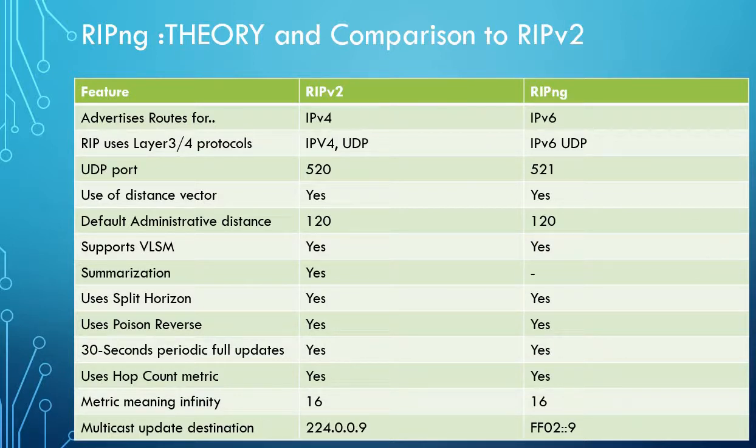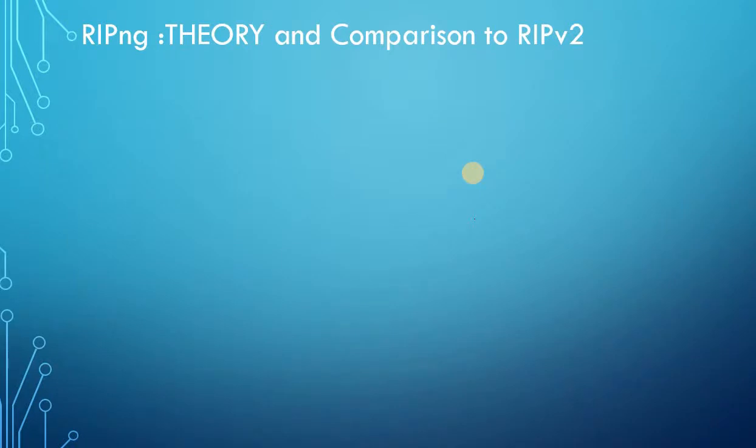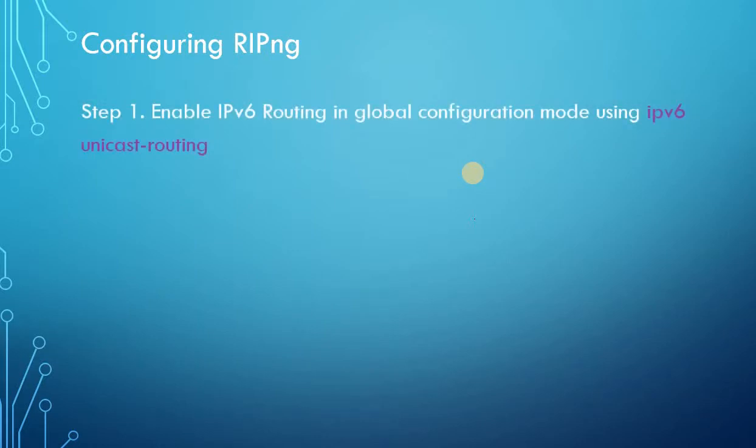Okay, let's quickly check how to configure RIPng on the routers. This is the table which we already discussed, and now configuring RIPng. There are a total of 4 steps defined, and it is not limited to 4 steps. It's up to you how you define them.